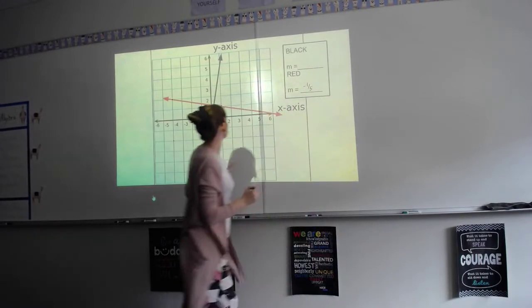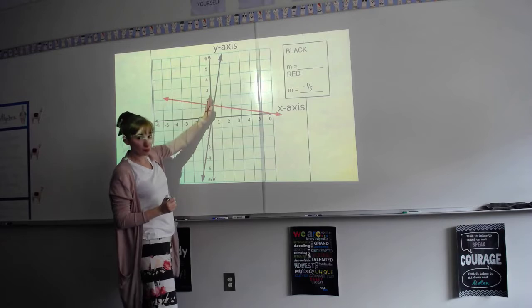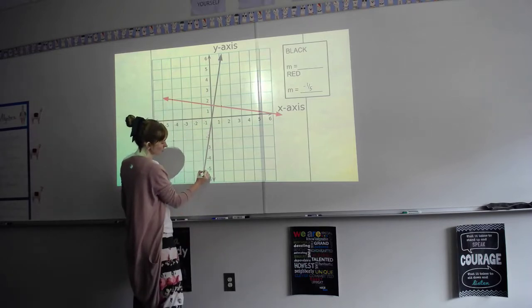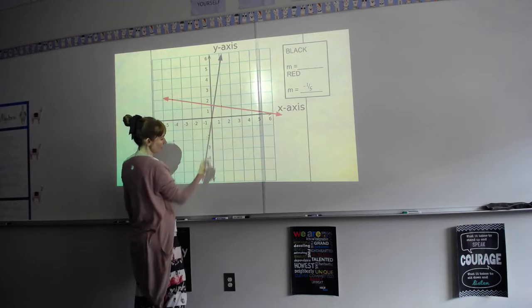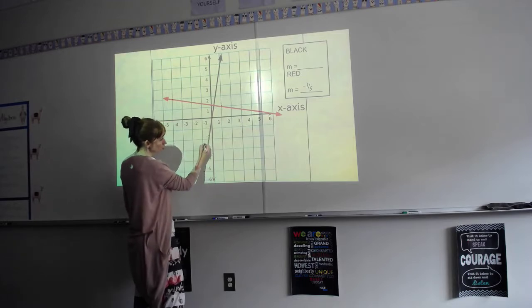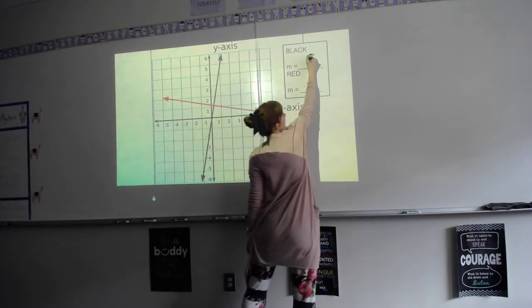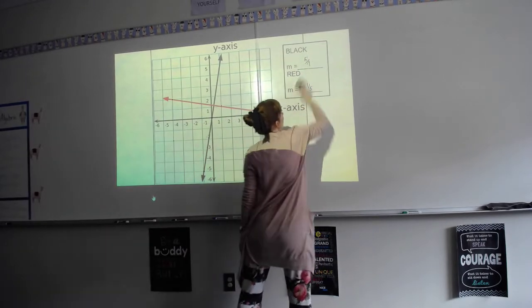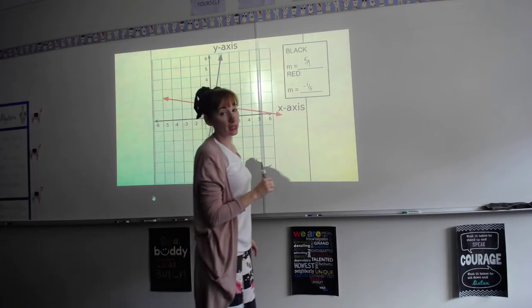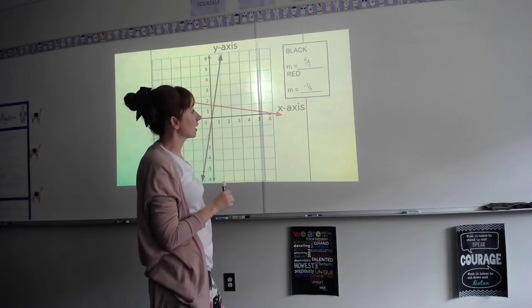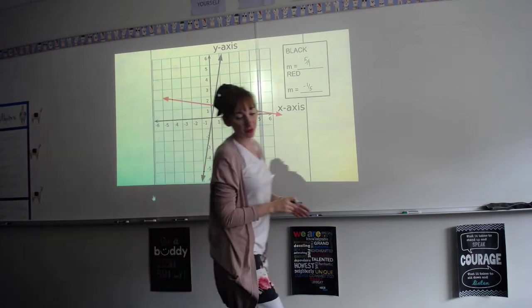Now if I look at the black line, I see that I'm going up, so I know it's positive. Got to find some points that I for sure know right here, and then right there. And I'm going up 1, 2, 3, 4, 5 over 1. So the slope for my black line is positive 5 over 1. And the slope for my red line is negative 1 over 5.